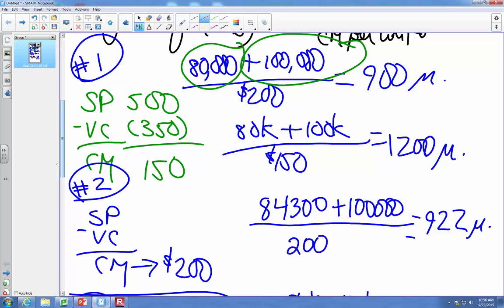Okay, so in strategy number 1, what is my CM percentage? 30%, right? 150 divided by 500. So 80,000 plus 100 grand divided by 30. What's my dollar volume of sales? 600 grand. Yep.